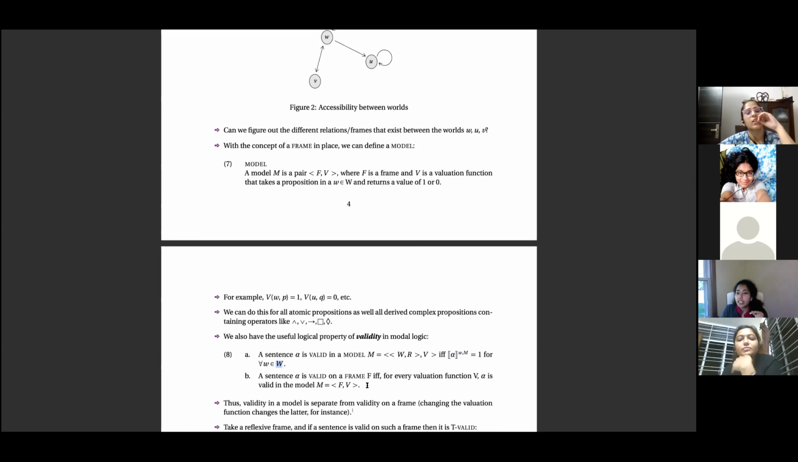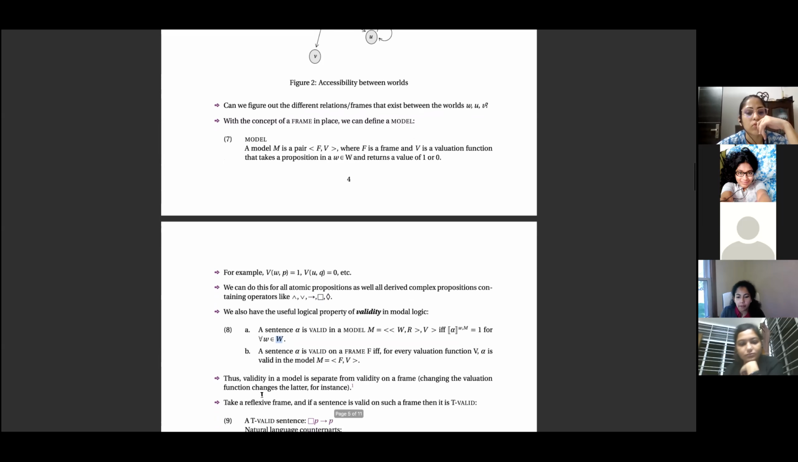Validity on a frame is very different. A sentence alpha is valid on a frame if and only if for every valuation function V, alpha is valid in the corresponding model. But remember, validity on a frame is dependent on the valuation function. So if you keep the frame the same, but keep changing the valuation function, you will get different validities of a sentence. Okay, let's try and demonstrate that.